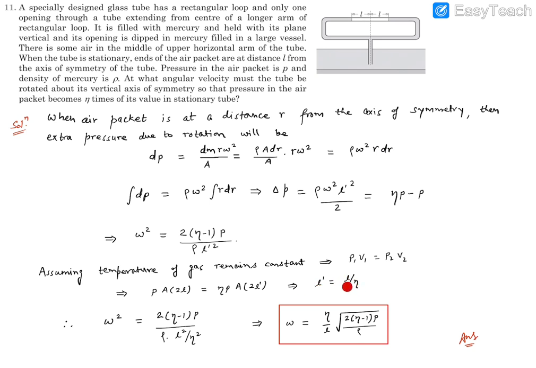Now since this came out to be L by eta, we can substitute over here. So omega square turns out as 2 (eta minus 1) P divided by rho into L square by eta square. We can take this eta square upside and then take the square root to find omega. So omega turns out to be eta by L, because these are squares, so the square root brings them out as such. So eta by L within the square root of 2 (eta minus 1) P divided by the density of mercury. So if you rotate with this angular velocity, then the pressure will become eta times the original pressure when the tube was stationary. So that will be the final response. Thank you.